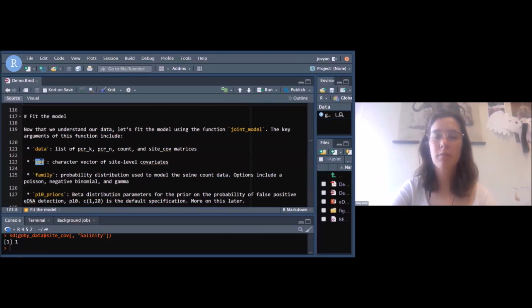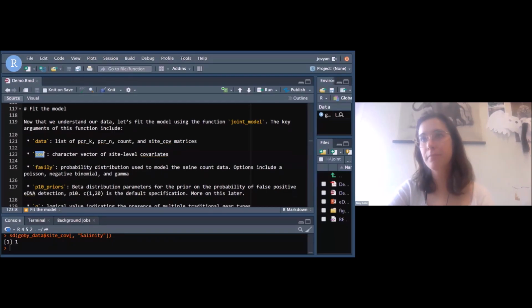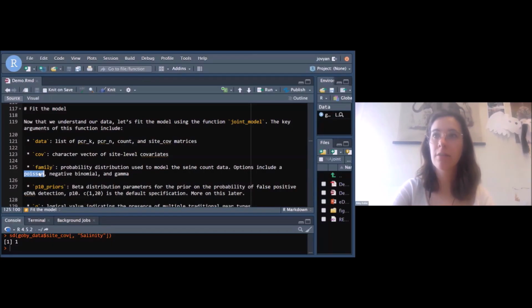You can specify which covariates you want to include. So you could input all of your covariates, but include just a few of them in each model fit. You can specify the family, which is the probability distribution used to model the traditional data. Here, this is count data, so options include a Poisson, negative binomial, and a gamma distribution if your traditional observations are continuous.